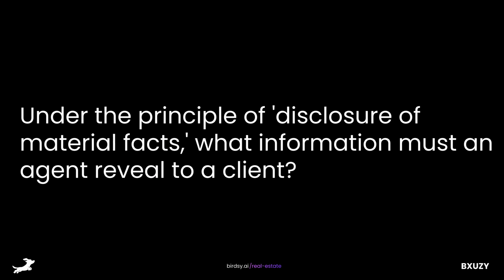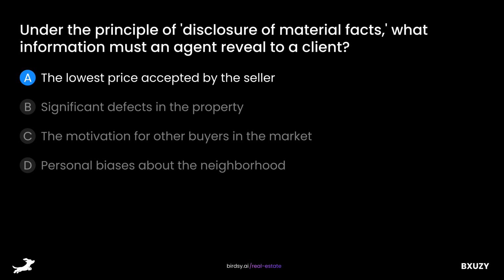Under the principle of disclosure of material facts, what information must an agent reveal to a client? Is it A, the lowest price accepted by the seller? B, significant defects in the property? C, the motivation for other buyers in the market? Or D, personal biases about the neighborhood? The answer is B, significant defects in the property.